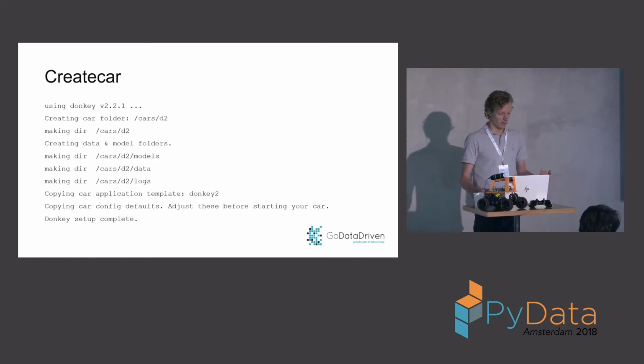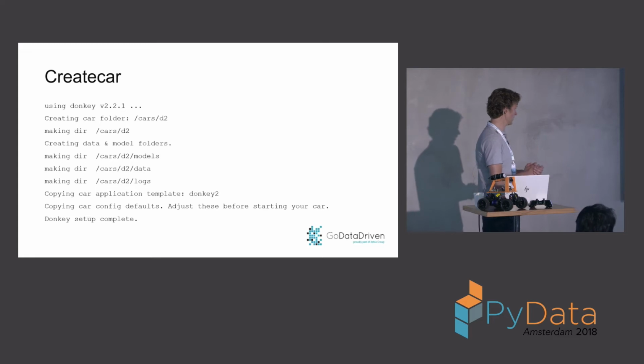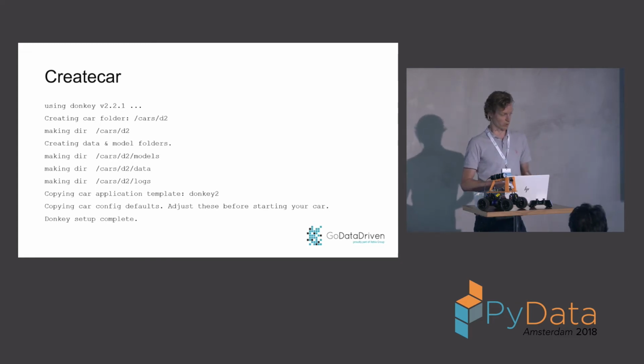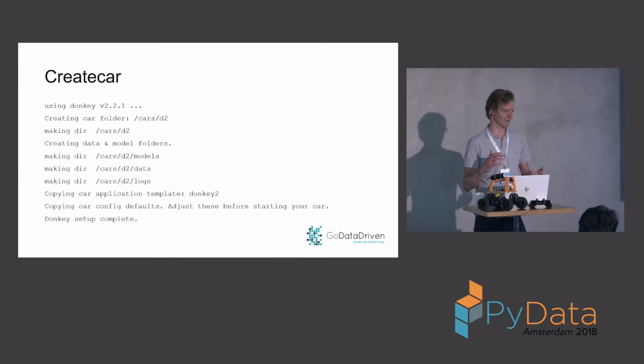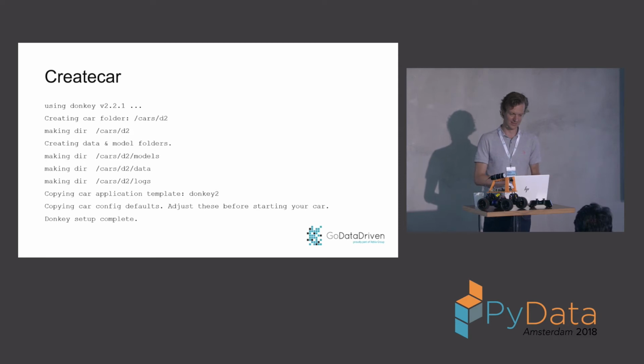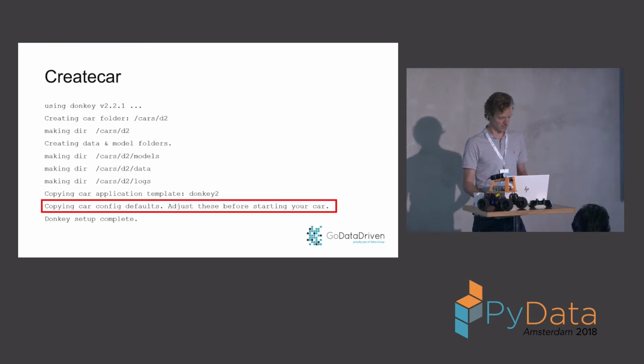So after creating a car, it basically builds this subfolder. Here I'm creating a car called D2, Donkey 2. It makes these subfolders for models, data, and logs. Models stores your models, data stores your data sets, and logs records stuff like when we're dropping frames. But I think most important is that it creates this config default. You actually need to adjust those before you start.